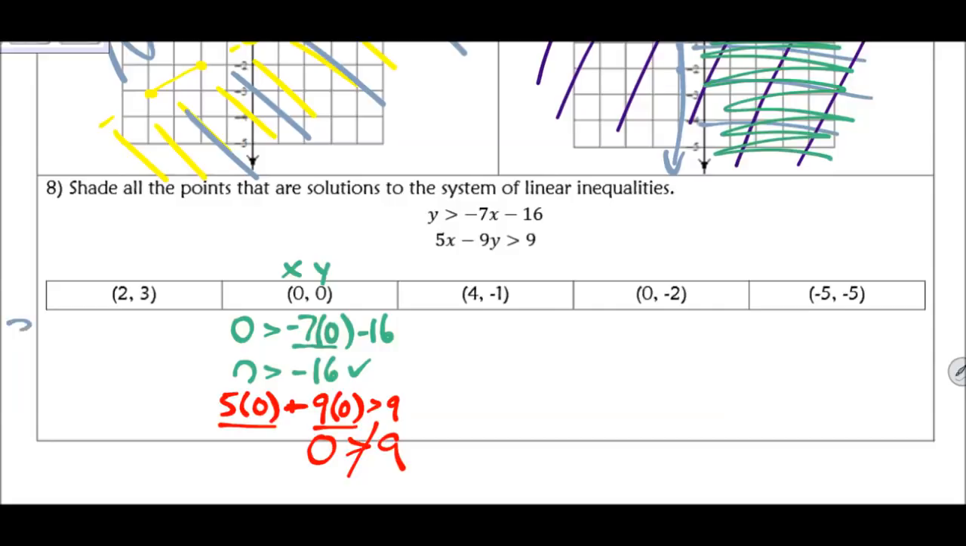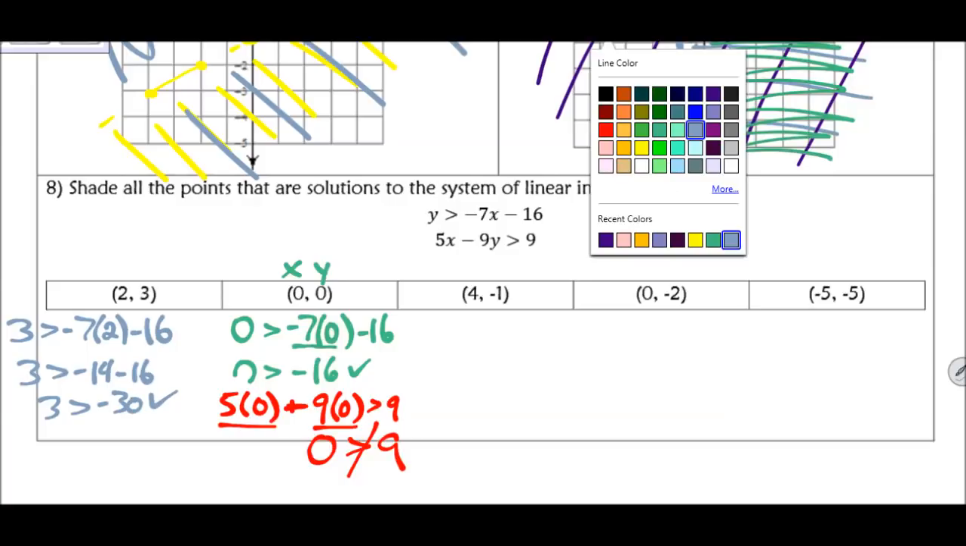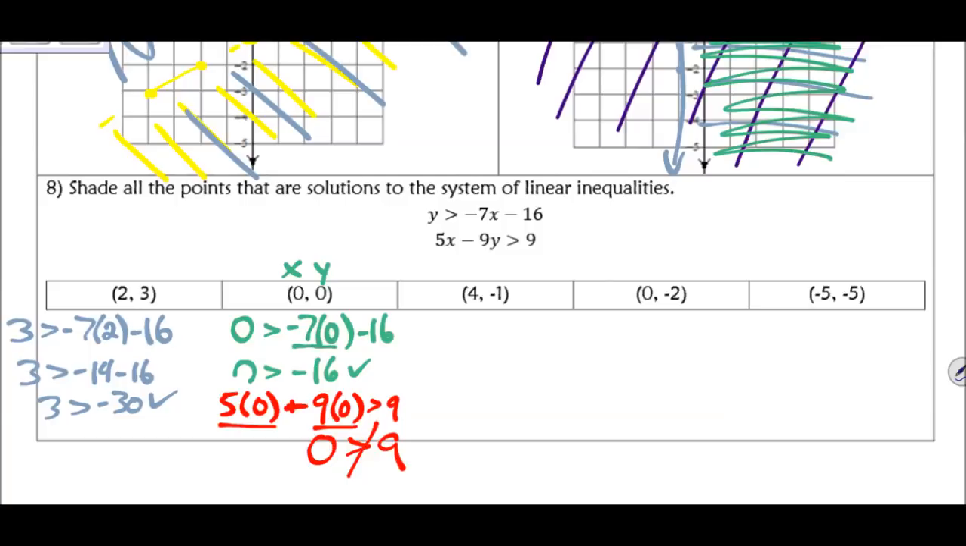All right, so 3 is my y value, and that's greater than negative 7 times 2 minus 16. 3 is greater than negative 14 minus 16. 3 is greater than negative 30. That is true. 5 times 2, that's my x value, minus 9 times 3, that's the y, is greater than 9. 5 times 2 is 10, minus 27, that's going to be negative 17. That is not greater than 9, so this is not a solution.